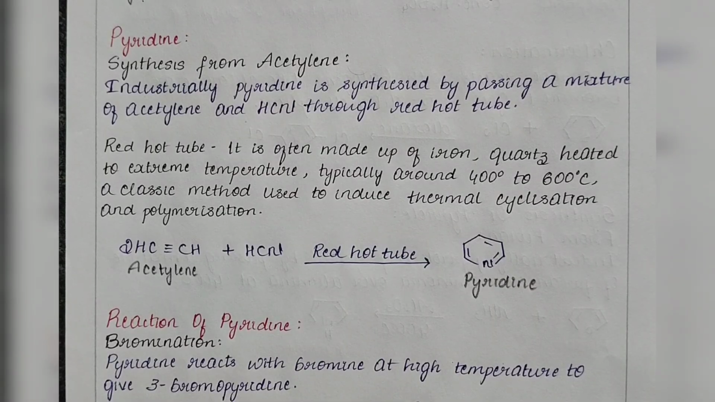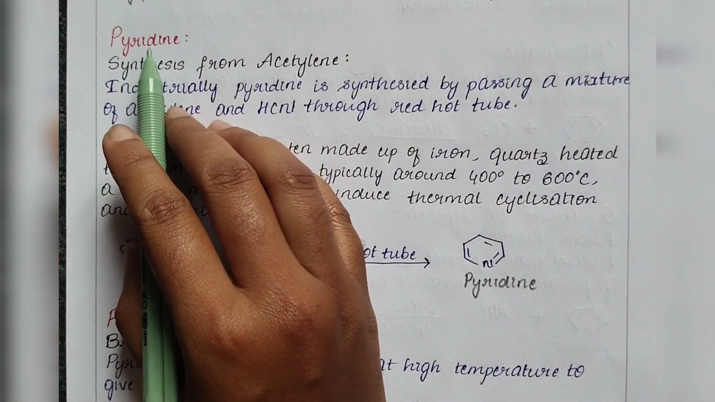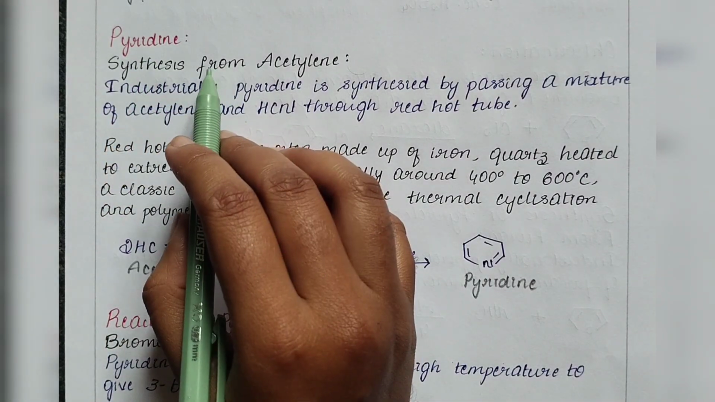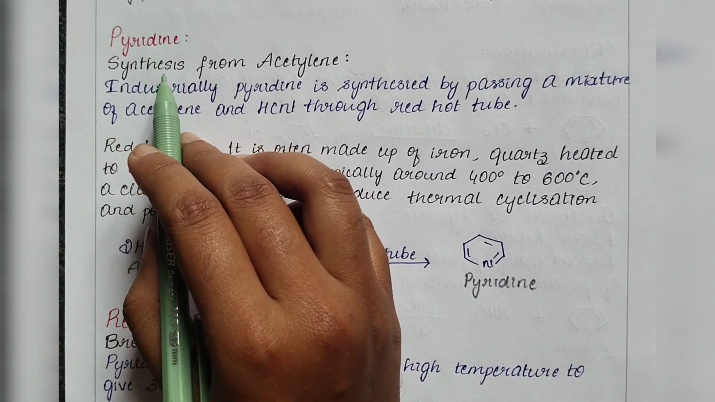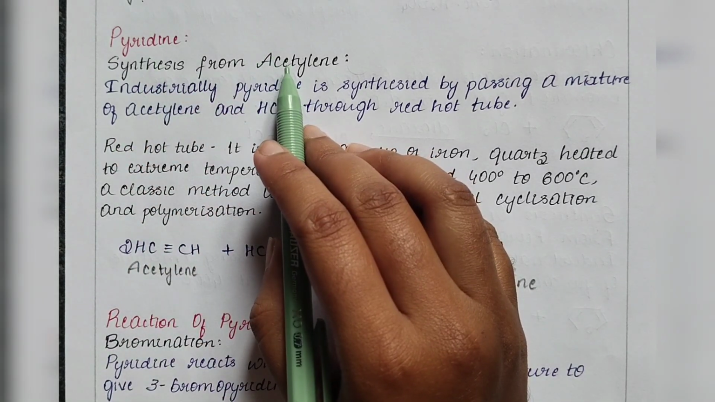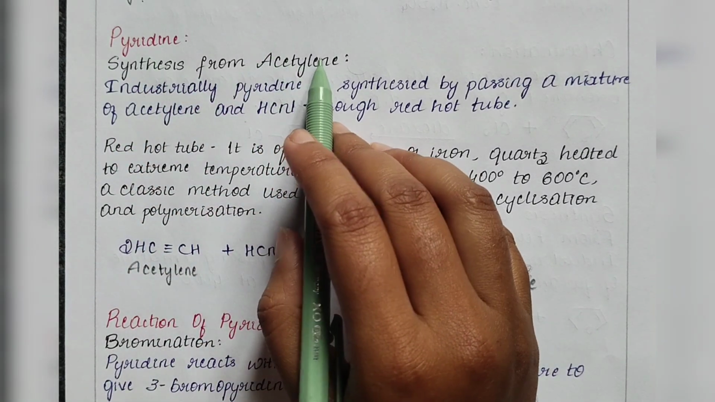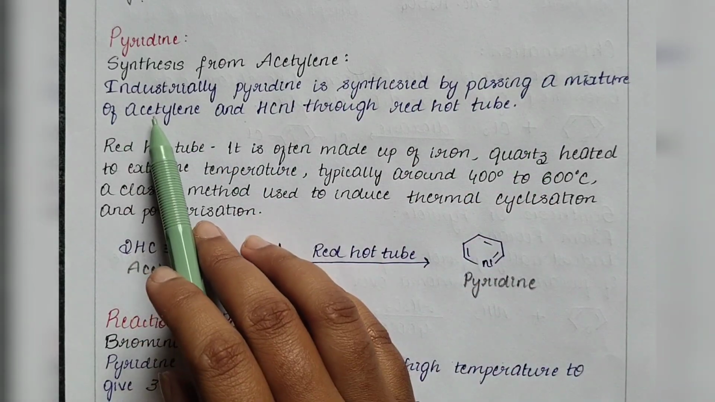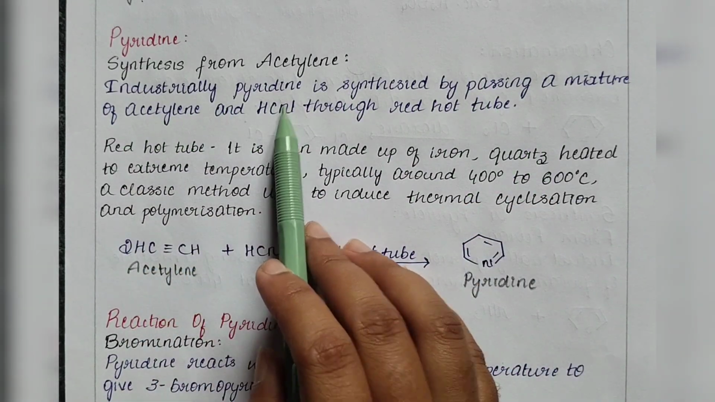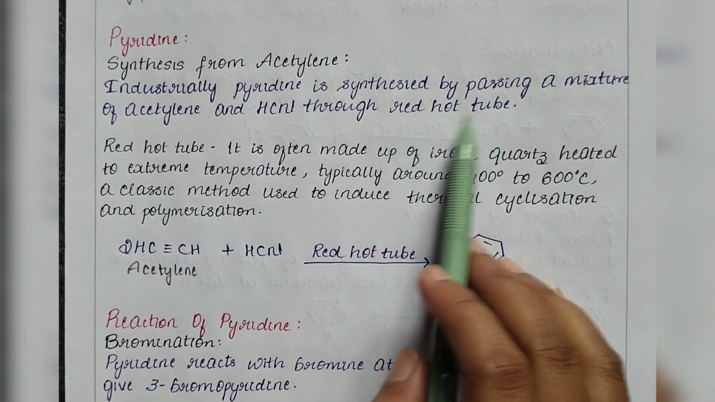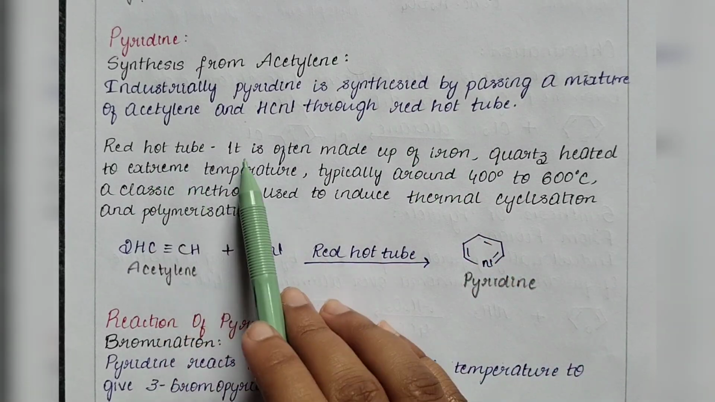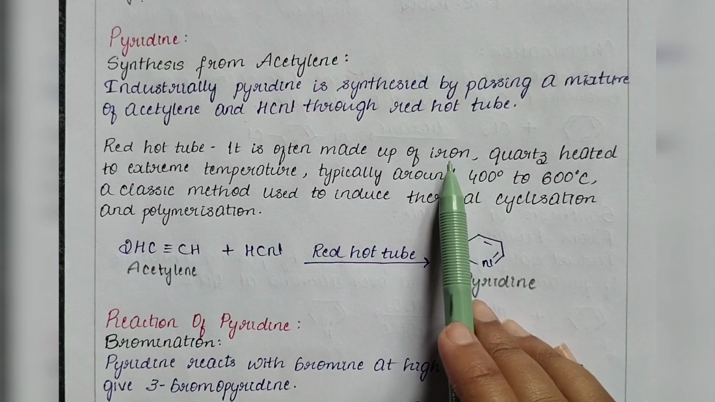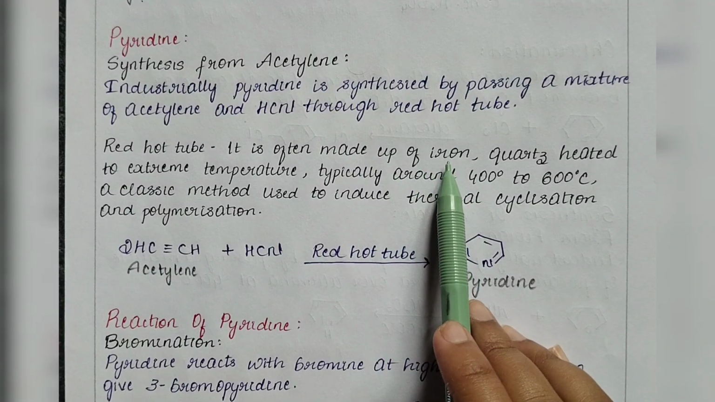The next heterocyclic compound which we are going to deal with is pyridine. So the synthesis of pyridine is achieved from acetylene. Industrially, pyridine is synthesized by passing a mixture of acetylene and HCN through a red hot tube. So what is this red hot tube? A red hot tube is often made up of iron.